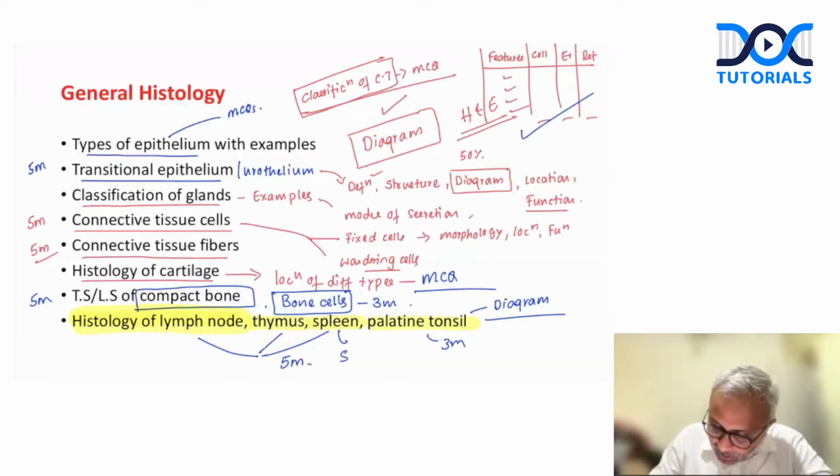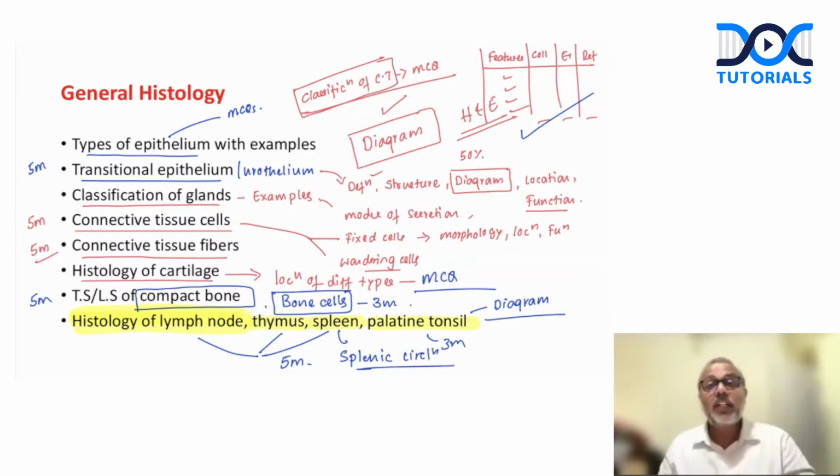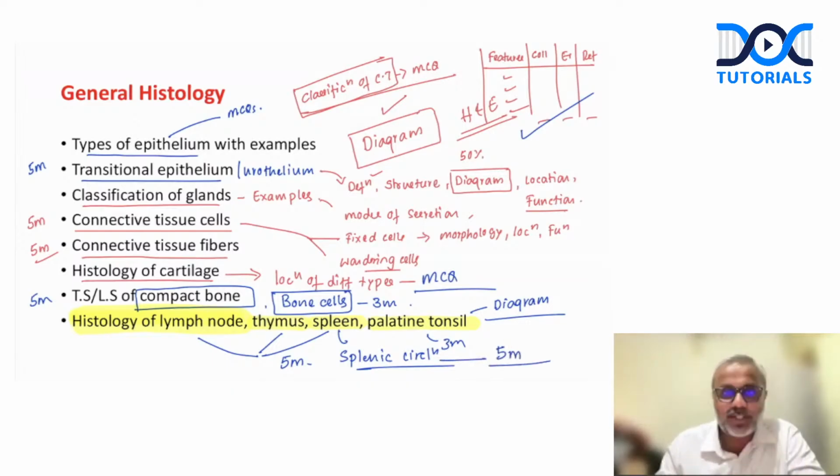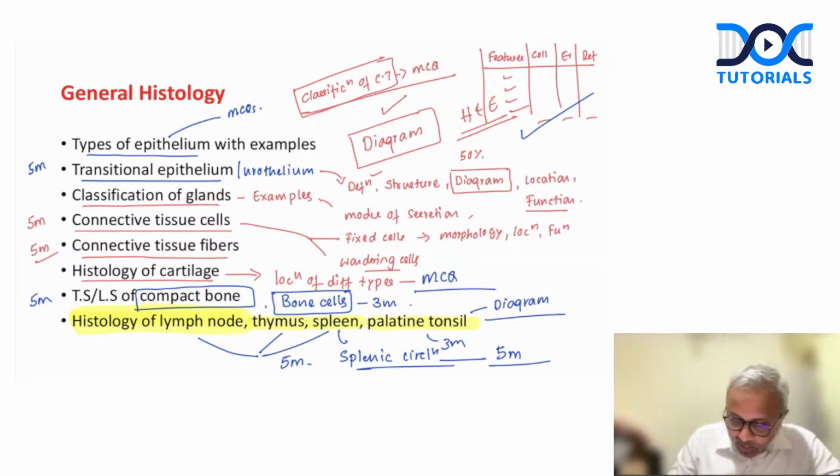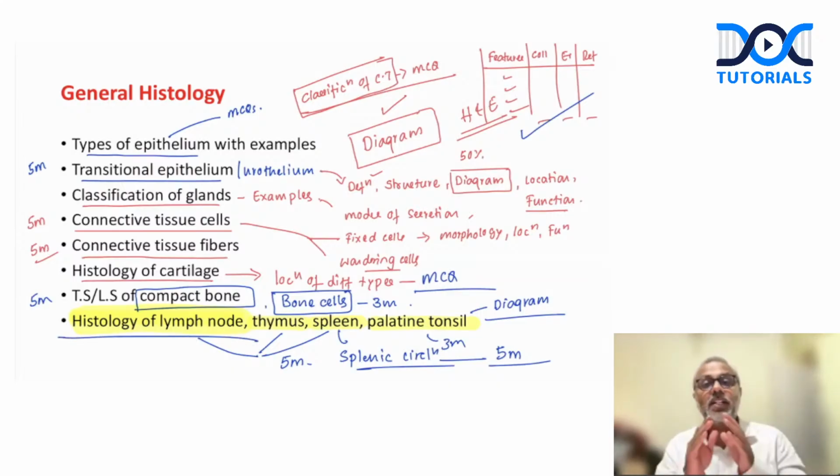In spleen, I would further say splenic circulation. Open type of circulation, closed type of circulation, and what do we mean by compromise theory? Right. This is what is frequently asked also as a 5-marker question. Fine. So this is regarding the histology of the lymphatic tissue. Again, I'll repeat, if you have not read the histology of lymph node for your exam, that's a crime. Okay, you cannot do it.